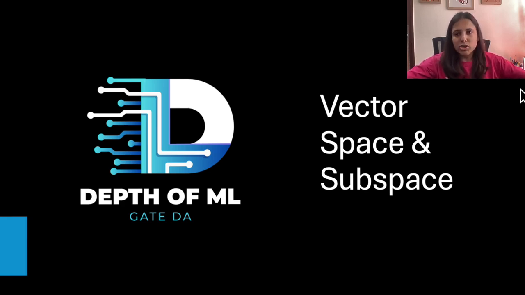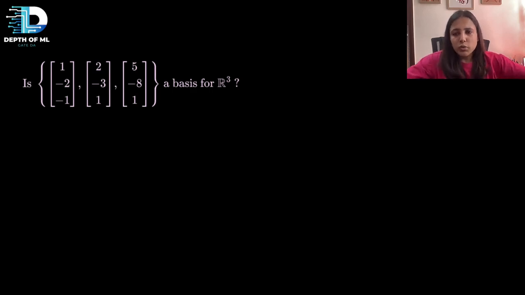So let's get started, and before this I would recommend that you watch the videos that I've uploaded on the vector space and subspace and all the videos just before this, so that you can understand how to solve the questions better. Okay, so the first question is: is this set of vectors a basis for R3?